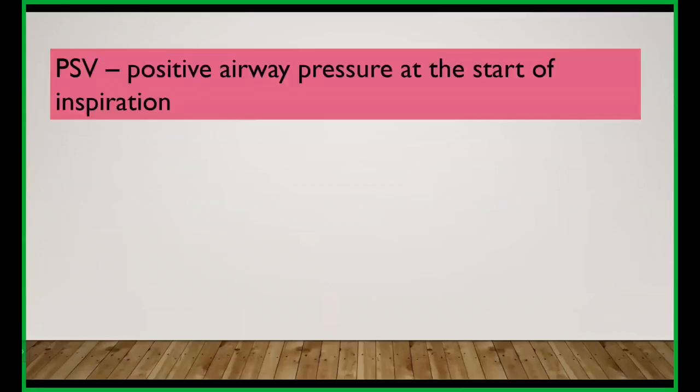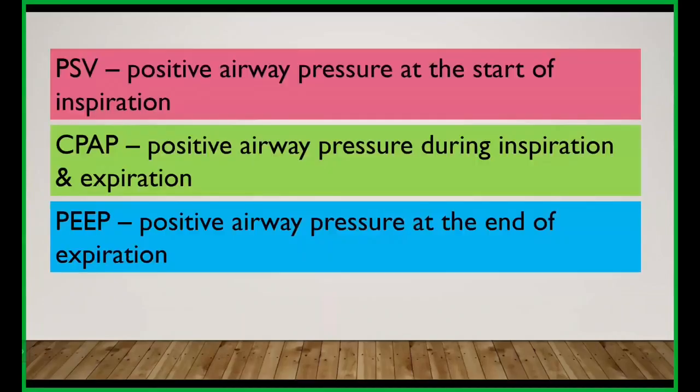Now, how PSV, CPAP, and PEEP are different. In pressure support ventilation, there is a positive airway pressure at the beginning of your inspiration, whereas in CPAP, it is throughout the respiration. That is, positive airway pressure is seen during inspiration and also during expiration. In PEEP, positive airway pressure is seen at the end of expiration.